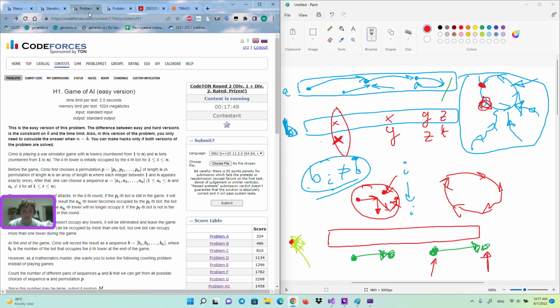So let's solve H1. So we have a permutation. Maybe we know something about the permutation. No, the permutation isn't very convenient for us.